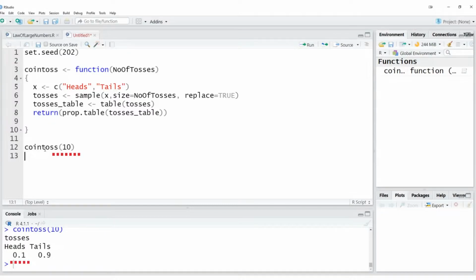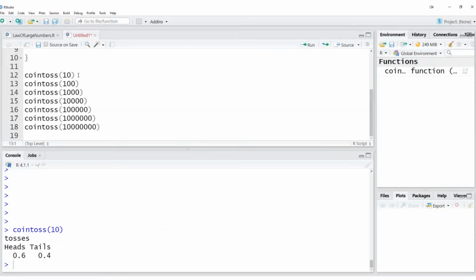Here is the result. Though theory says that there are equal chances for heads or tails to occur, when we tossed our coin, we got tails 9 times out of 10. In other words, the observed probability was 0.1 for the head and 0.9 for the tails. Now, let us run the coin toss function again multiple times, first with 10, then with 100, 1000 and so on. The law of large numbers will be very evident in our results.